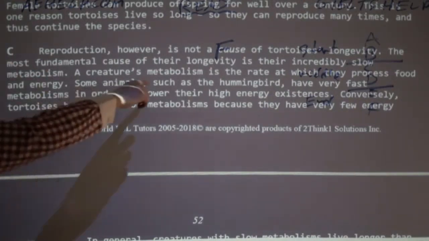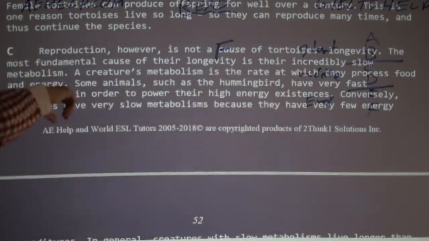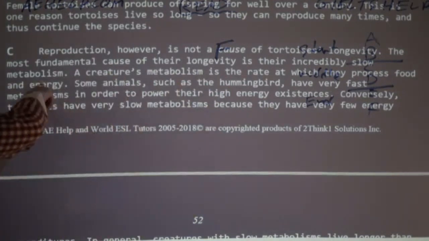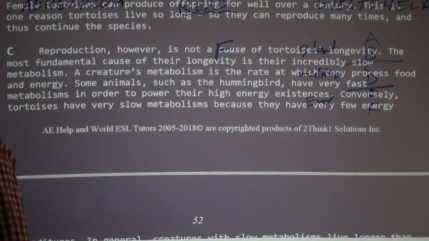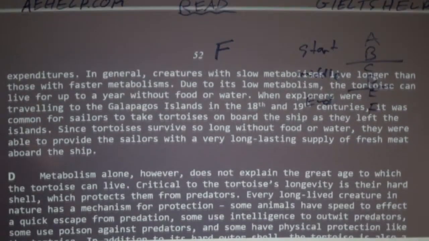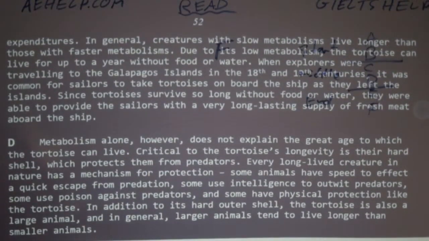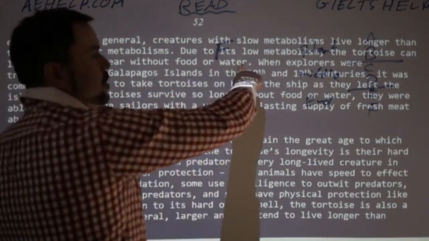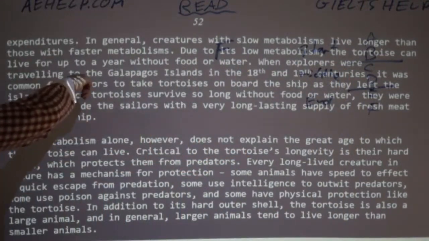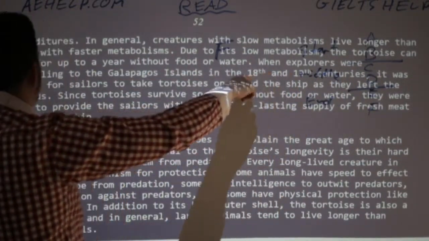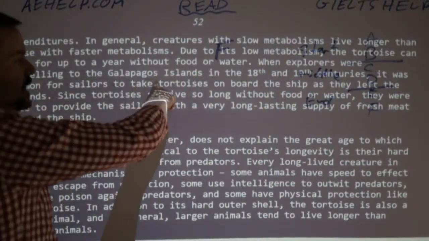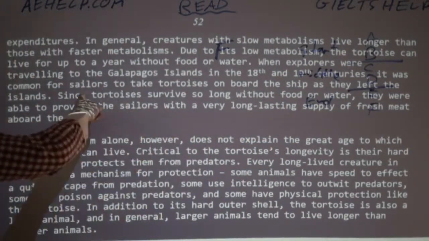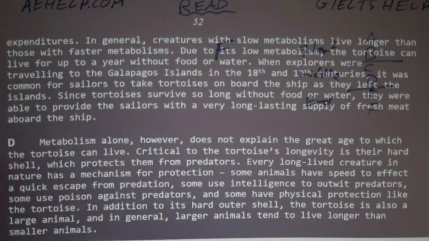Okay. Reproduction is not a cause of the tortoise's longevity. The most fundamental cause is their slow metabolism. Okay, I remember that there was something about slow metabolism because they don't need water and such. Okay. And then here we have, due to its slow metabolism, the tortoise can live up to a year without food and water. When explorers were traveling to the Galapagos Islands in the 18th, 19th centuries, it was common for sailors to take tortoises. Okay, so it is C, all right? So I remembered it's the middle. Debrock says it's probably D. Now, if you remember that it's the middle, definitely start with C.